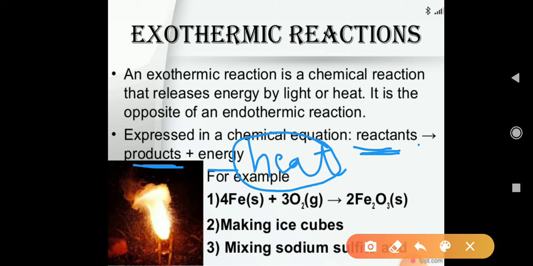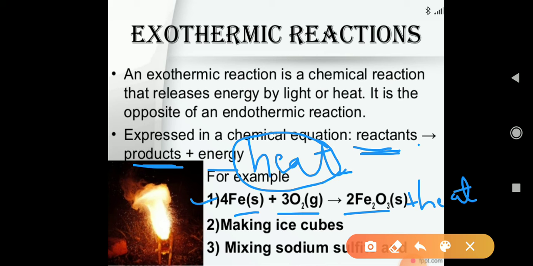Now see the example of this reaction. Fe plus O2 gives Fe2O3, and here plus heat is released. So this is an example of an exothermic reaction. Heat is given out from the reaction, and as a result the temperature increases after the reaction. Making ice cubes is also an exothermic reaction. So this is about exothermic reactions in which heat is given out from the reaction.